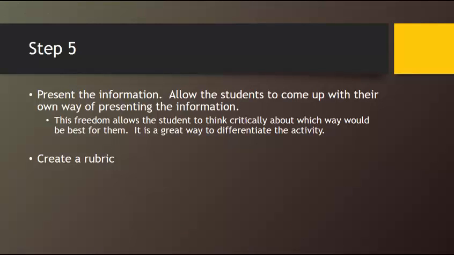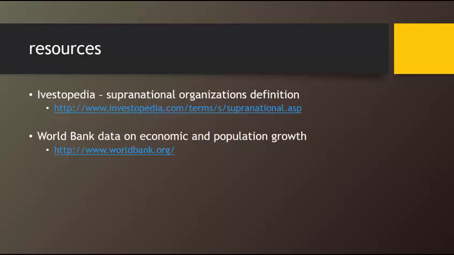Step 5. Present the information. Allow the students to come up with their own way of presenting the information. This freedom allows the student to think critically about which way would be best for them. It is also a great way to differentiate the activity. Be sure, however, to create a rubric with the minimal expectations you, the teacher, require for them to present in an effort to have the students show mastery of the standard. This concludes Module 7.